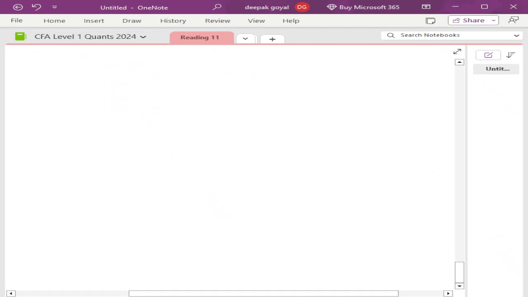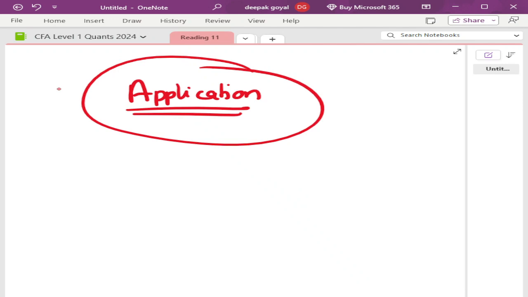The point is all about the application of big data and data science to investment management. Application means how we can apply this in our day-to-day life in financial risk management or investment management. Clear? Number one is your text analytics.